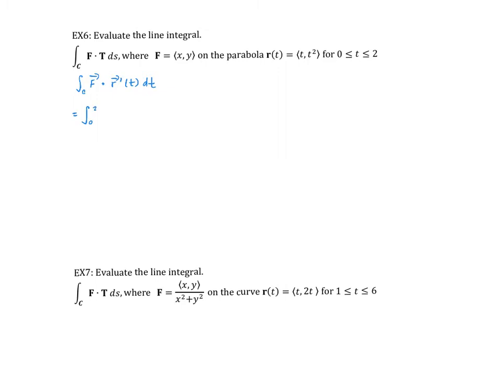So t goes from 0 to 2. My vector field is x, y. So remember, in our definition of r, t is x and t squared is y. So this is simply the vector t, t squared. And I'm going to dot that with the vector of the derivative of r. And I could just eyeball that. The derivative of t is 1, the derivative of t squared is 2t. dt.